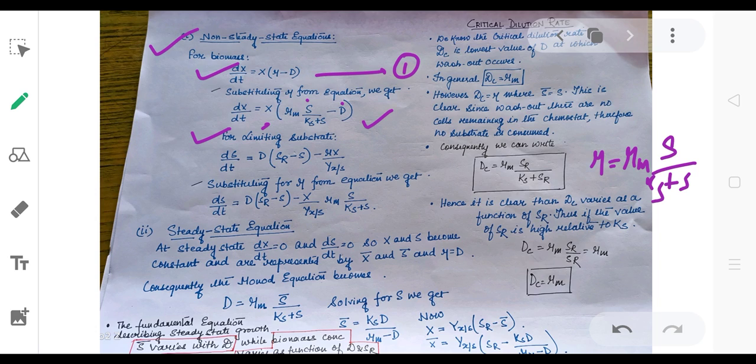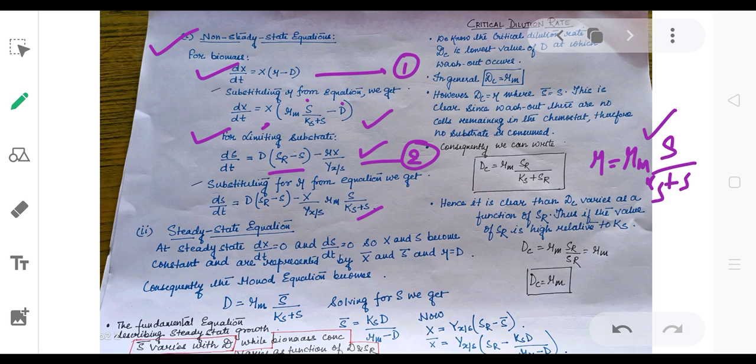For substrate, in this equation from the previous derivation, what we have seen? ds by dt is equal to d into sr minus s minus mu x by yx by s. This was the equation, equation 2. So just put the value of mu in this equation. So when you substitute, what will happen? ds by dt is equal to d into sr minus s minus x by yx by s, you just put the value of mu, that is mu m s by ks plus s.